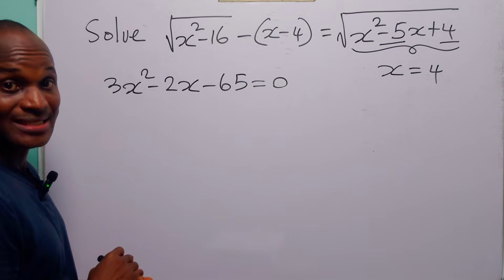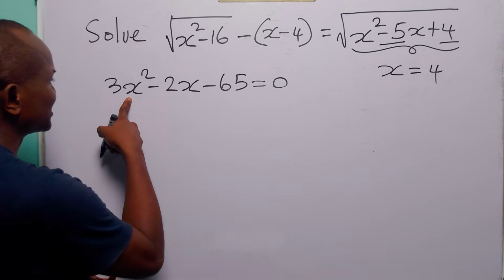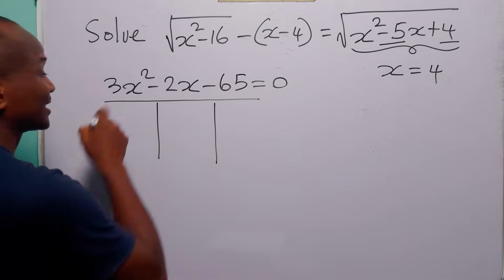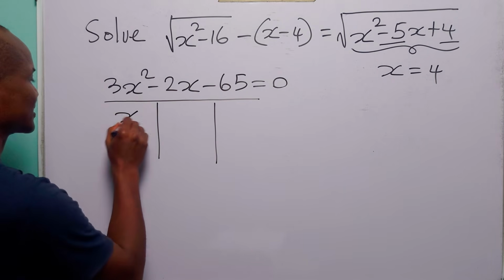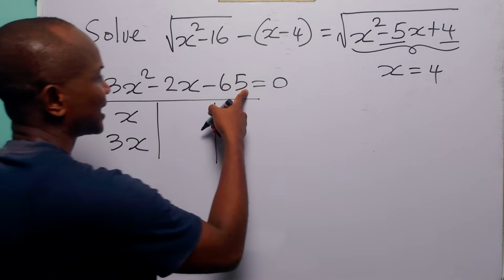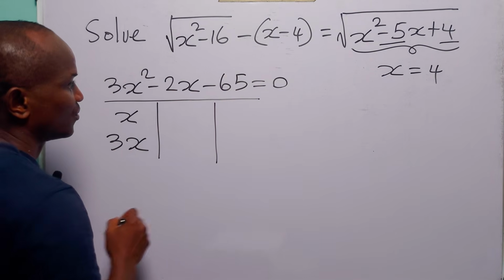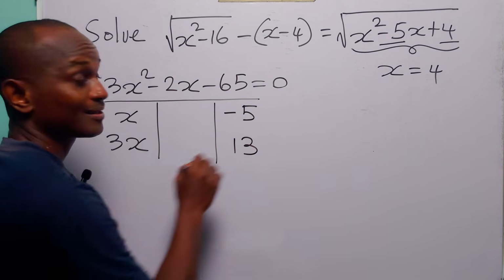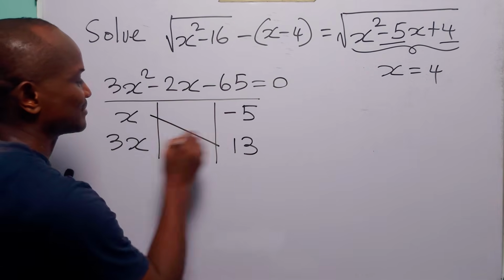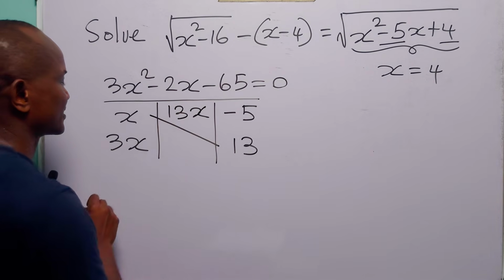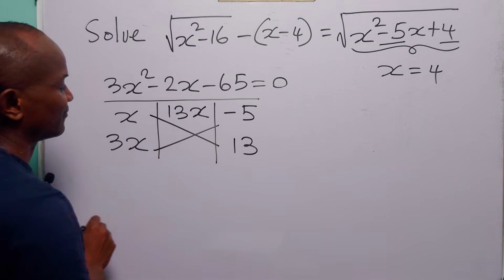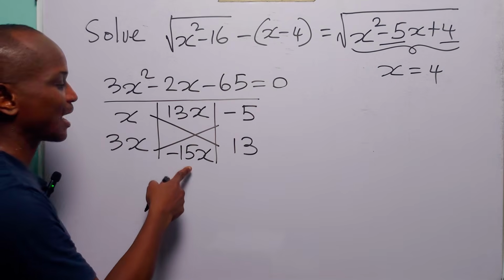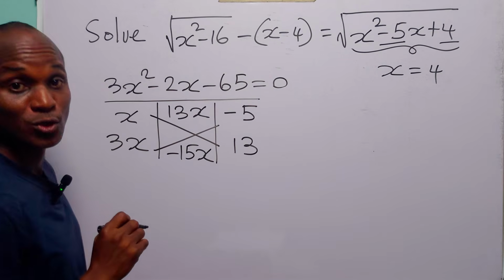Now we can solve this quadratic equation by factorization. Since the coefficient of x squared is not 1, let us use the table method. What are the factors of 3x squared? We have x and 3x. What are the factors of minus 65? We have minus 5 and 13. Now, x times 13 is going to give us 13x. 3x times minus 5 is going to give us minus 15x. And 13x minus 15x is going to give us minus 2x.